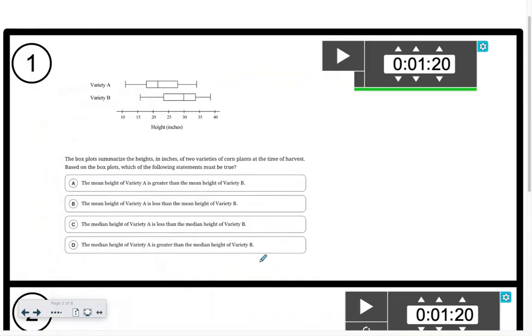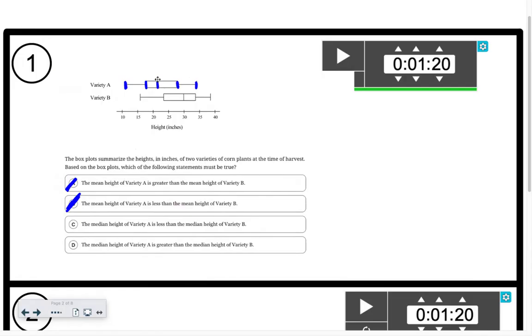So the first thing is a box plot is called a five number summary where we have the min, the max, Q1 or the lower quartile, Q3 or the upper quartile, and the median. There's no mean. We have no idea how many data points there are. All we know is those five numbers. So anything that's mentioning the mean, we're not going to know from a box plot.